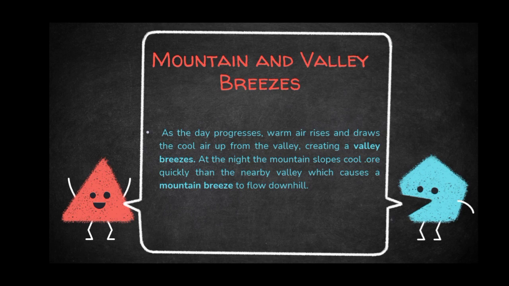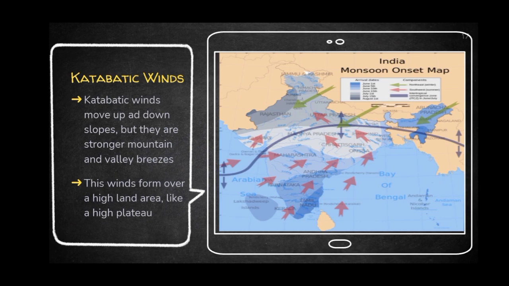Mountain and valley breezes. Temperature differences between mountains and valleys create the mountain and valley breezes. During the day, air on mountain slopes is heated more than air at the same elevation over an adjacent valley. As the day progresses, warm air rises and draws the cool air up from the valley, creating a valley breeze. At night, the mountain slopes cool more quickly than the nearby valley, which causes a mountain breeze to flow downhill.